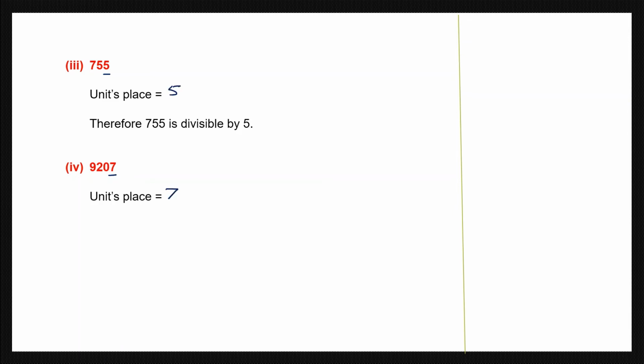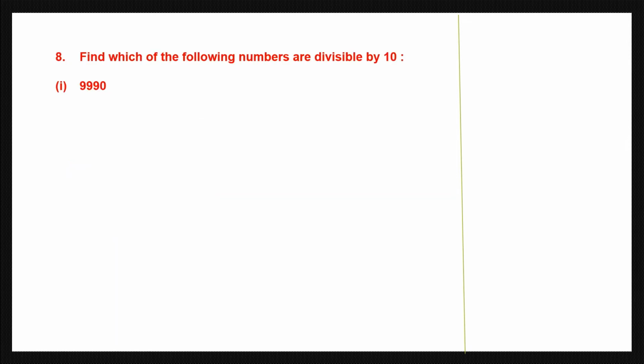7 we know is not divisible by 5. Therefore, 9,207 is also not divisible by 5. Now we go on to the test for 10. Let's see which of the numbers are divisible by 10.